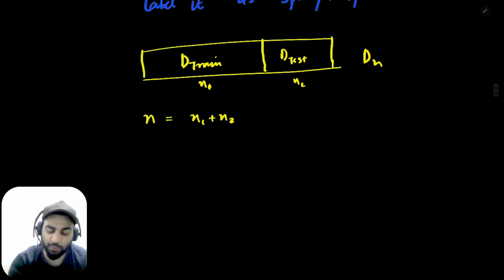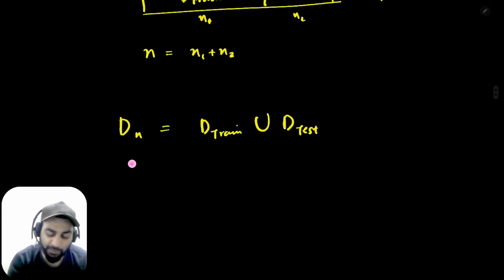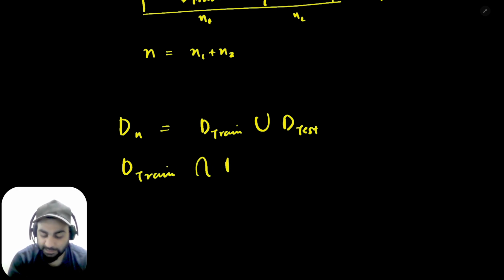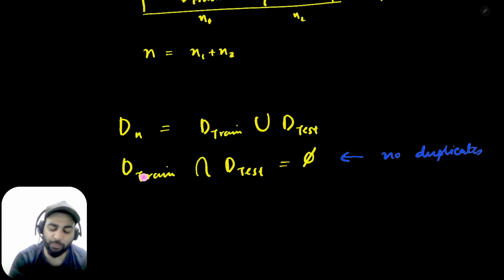Some things I would like to say about this Dtrain and Dtest. The total data D should be the union of these two, Dtrain union Dtest, and there should not be any overlap. So Dtrain intersection Dtest should be empty, phi. This means no duplicates or repeating points. Whatever point is in Dtrain, it should not be in Dtest. Otherwise, it does not serve the purpose.